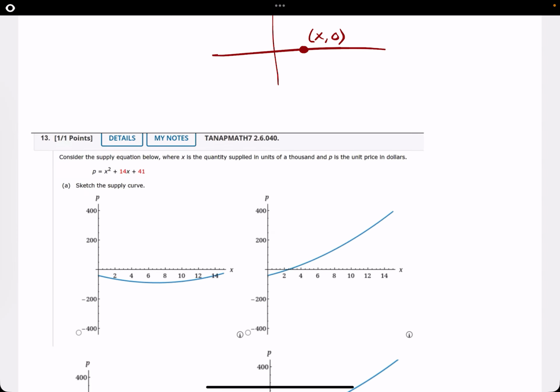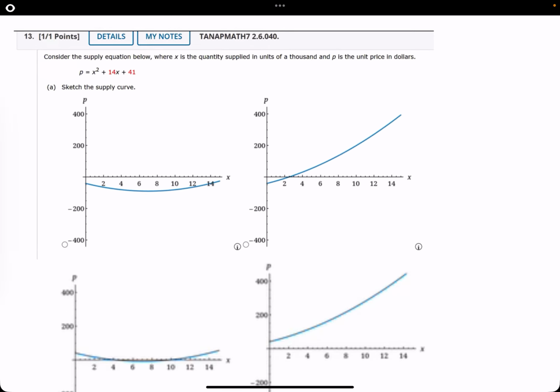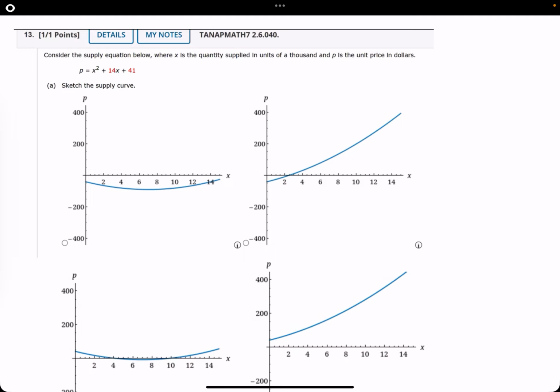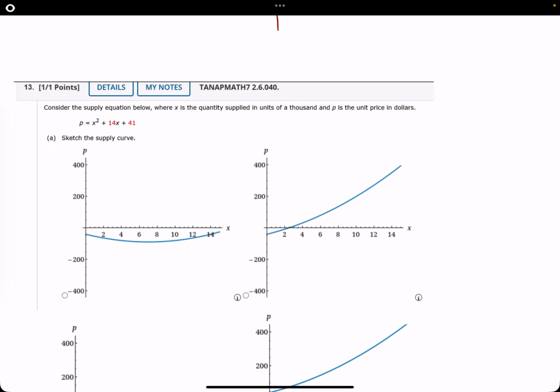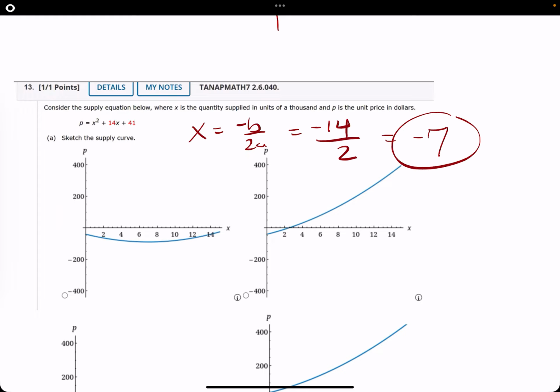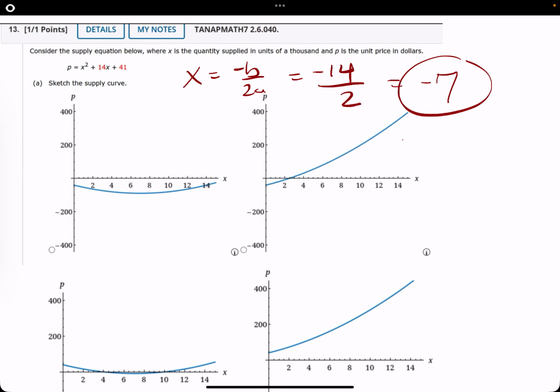Okay? We got a few more here. Number 13, consider the supply equation. Okay? Sketch the supply curve. So the approach here I would take is to find the vertex, just like last time. So x equals negative b over 2a. So that would be negative 14 over 2, or negative 7. So the vertex, or the bottom of the parabola, should occur at x equals negative 7.